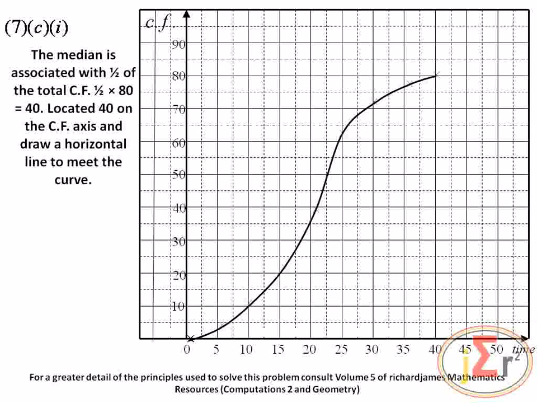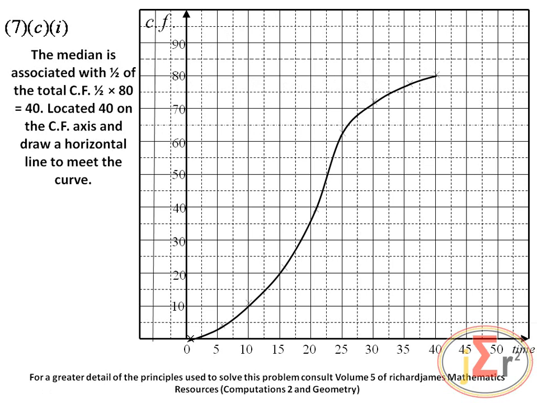The median, we are of course finding the median. The median is associated with half of the total cumulative frequency. The total cumulative frequency in this case is not 90, although we have it labeled up to 90. If we go to the other slide where we calculated it, we'll realize that it is 80 in the table, and of course the curve has a maximum height of 80. So we are sure that the total cumulative frequency is 80.